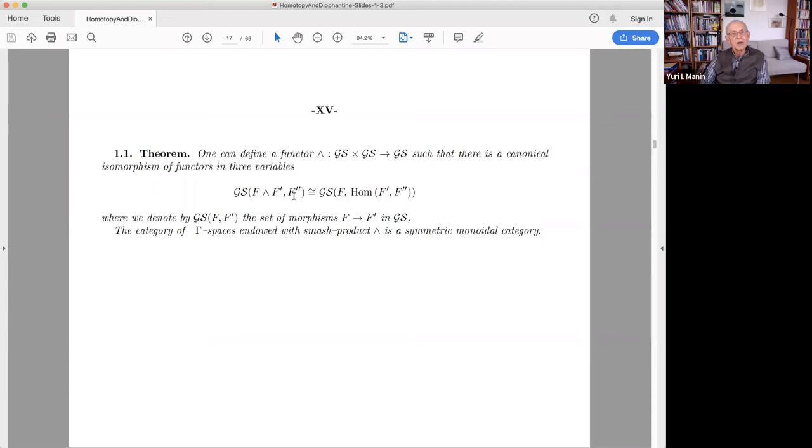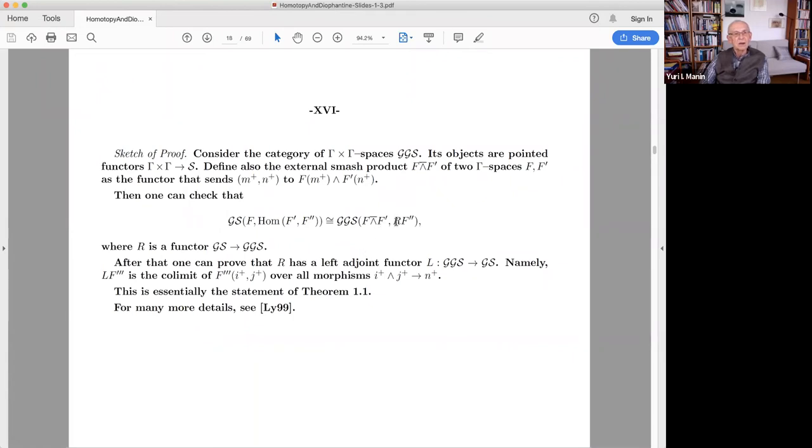The first two arguments can be replaced: a homomorphism from here to here may be replaced by a homomorphism from the first argument to homomorphisms over the second and the third. And this is very typical in categorical algebra. We see it already on the level of linear spaces. Typical relation. And therefore, the category of gamma spaces endowed with the smash product is a symmetric monoidal category, which is a vast generalization of multiplication of numbers, integers.